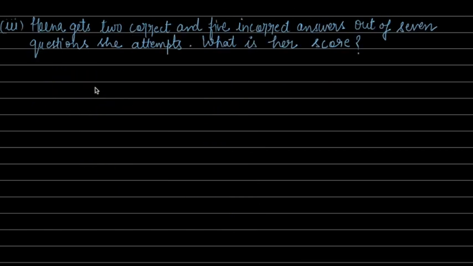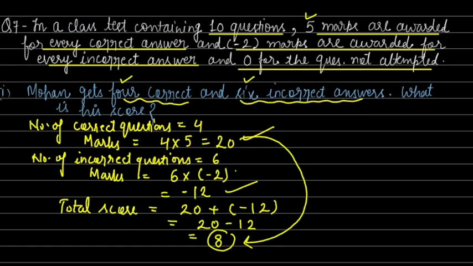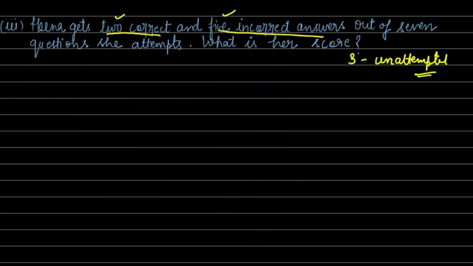Now the third condition is Hena gets 2 correct, 5 incorrect out of 7. Out of 7 questions, this much. What is her score? It means you see 2 plus 5, 7. There are 3 questions which she has not attempted. These are unattempted questions. So if you see the question carefully, there was a condition that 0 marks for any question which was not attempted. So it means we will multiply 3 with 0, right, for this case.